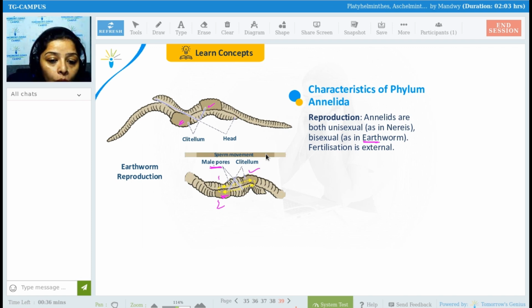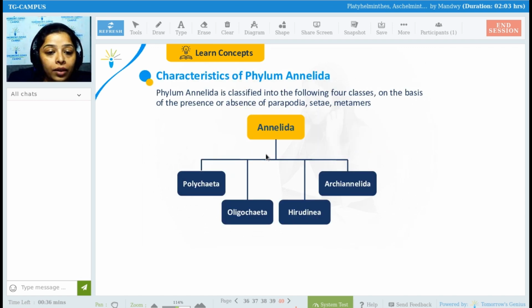So the male pore will release sperm to the clitellum of the other earthworm, as the earthworm is bisexual. From the second earthworm, it will reach the female reproductive system where the fertilization takes place. This is one thing. Another thing, they will release the sperm on the skin surface, not internally but externally, and fuse the gametes. So it is external fertilization.